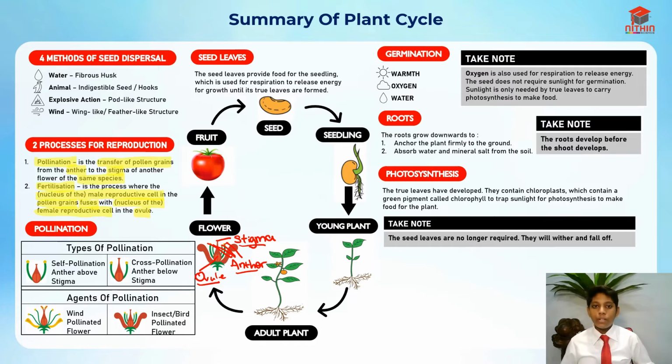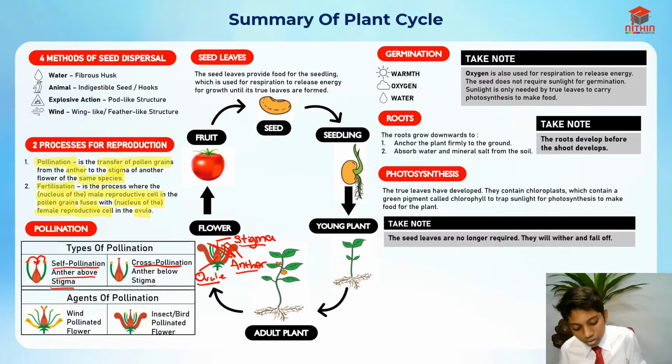Now let's move on to types of pollination and agents of pollination. For types of pollination, there is something called self-pollination, where the anther is above the stigma. This is the anther and this is the stigma. When the anther is above the stigma, the anther has very small pollen grains on it. These pollen grains will fall onto the stigma like this. So it is self-pollination.